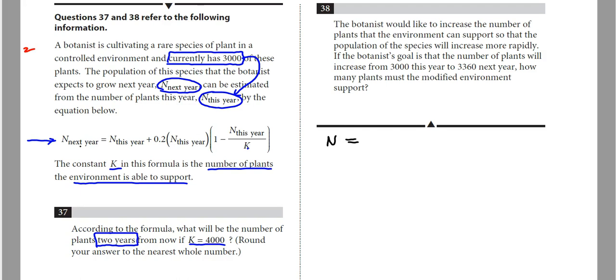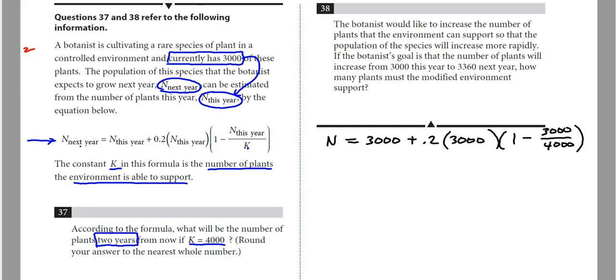equals the number of plants this year, which we know is 3,000. And we're going to add to that 0.2 times this year again, which was 3,000, multiplied by 1 minus this year over K, which is how much we can support, and they're saying that number is 4,000. All right, so that should tell me how much I have next year.